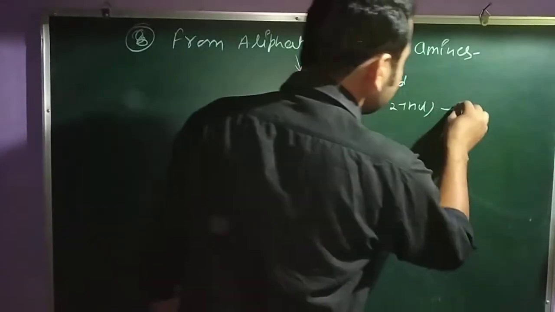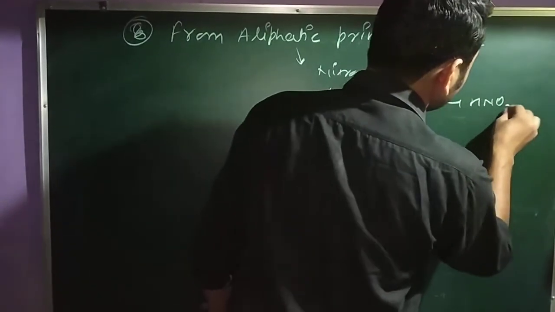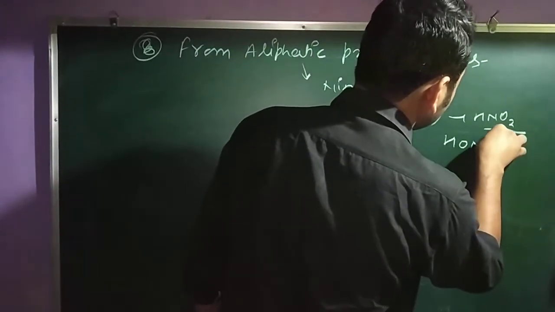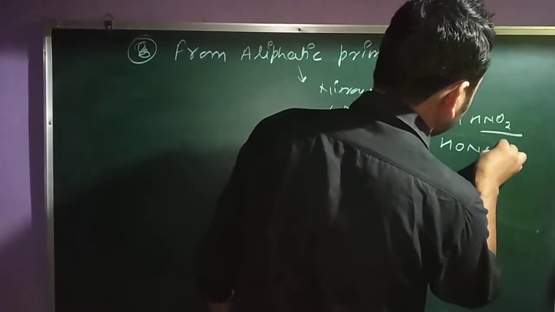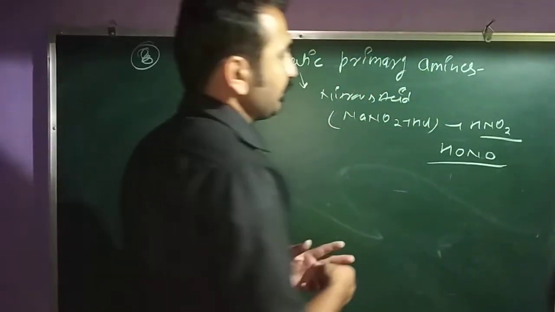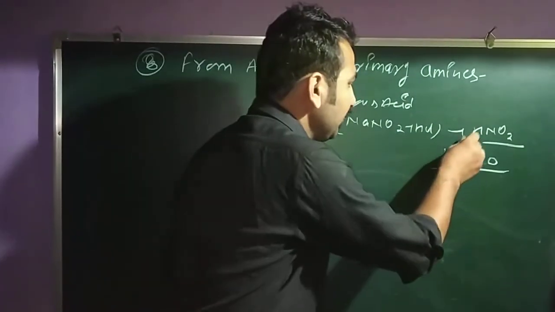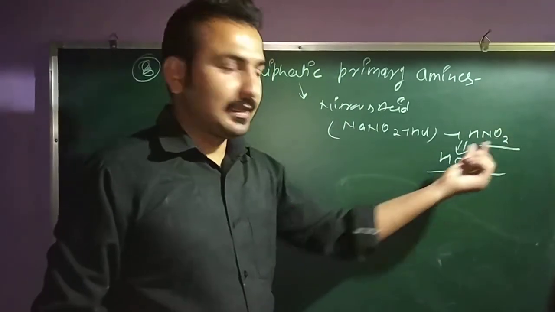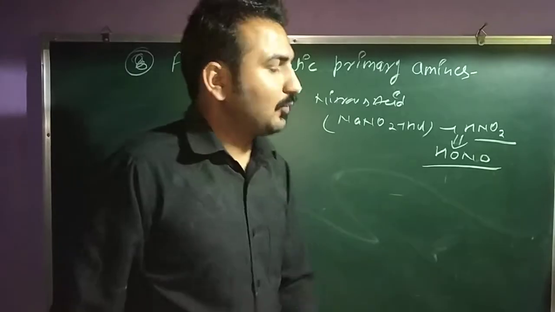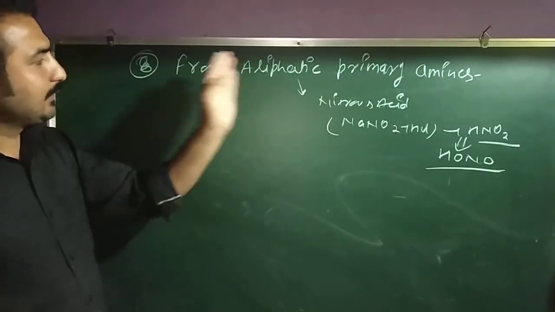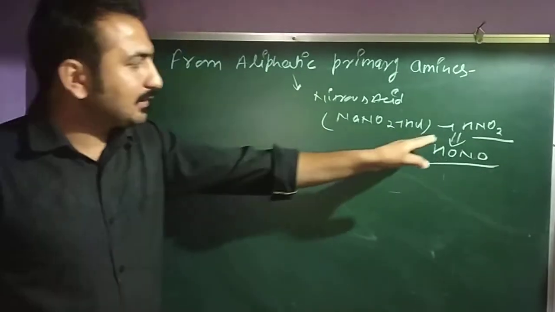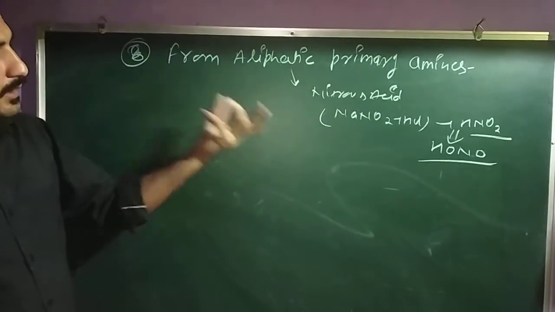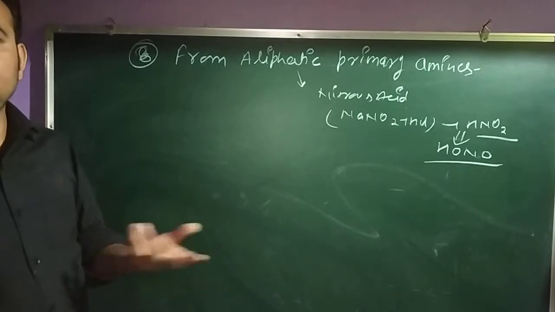Yeah, you can say this is HNO2 or HONO, the nitrous acid. HONO or HNO2. Clear? That means when the aliphatic primary amine reacts with nitrous acid, it will give you the alcohol, removing nitrogen gas and H2O.